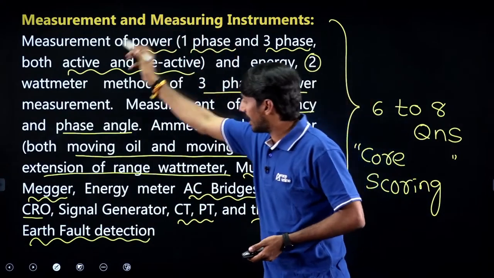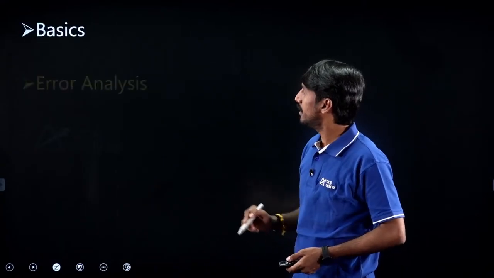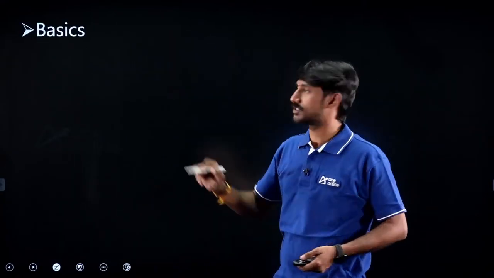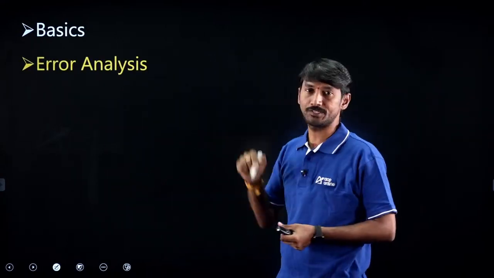Now, whatever syllabus they have given, I modified and framed chapter wise in our AS Online platform, the recorded platform. First chapter, basics. In this basics chapter, generally we'll be taking what is the meaning of measurement, how to represent the corresponding measured value, everything will be taken in this. Second one, error analysis.